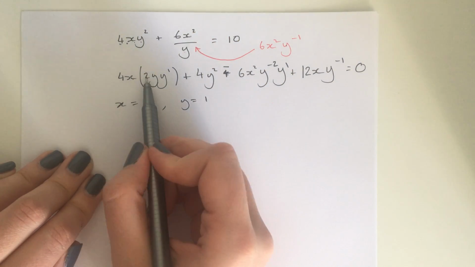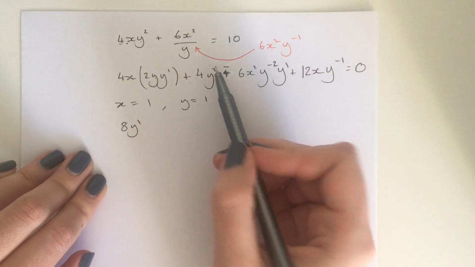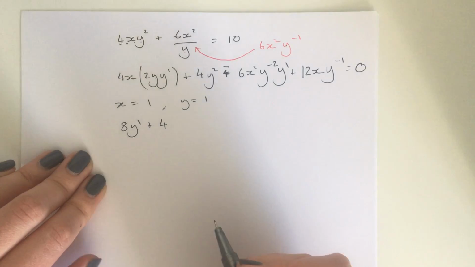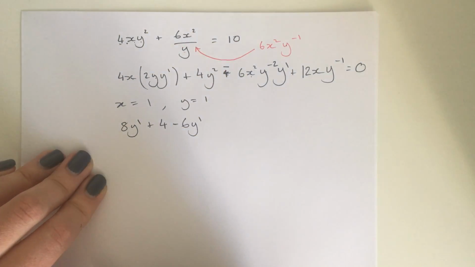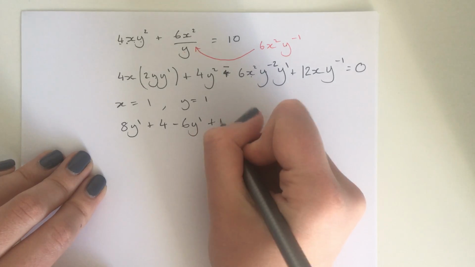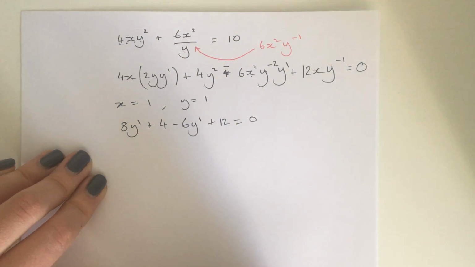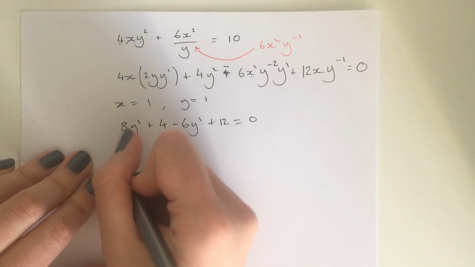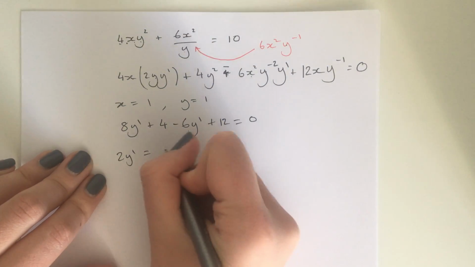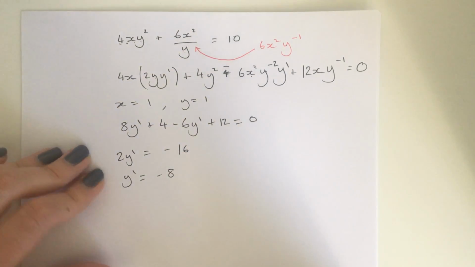So 4 times 1 times 2 times 1 is 8. y dash, 4 times 1 squared plus 4, minus 6 times 1 times 1, 6 y dash, and then I've got 12 times 1 plus 12 is equal to 0. And then if you rearrange this slightly, you've got 8 minus 6 is 2, 2 y dash is equal to minus 16, y dash is equal to minus 8. And there's your second example.